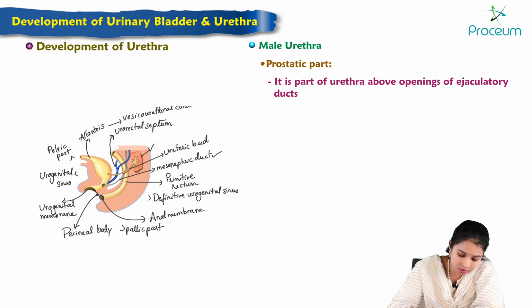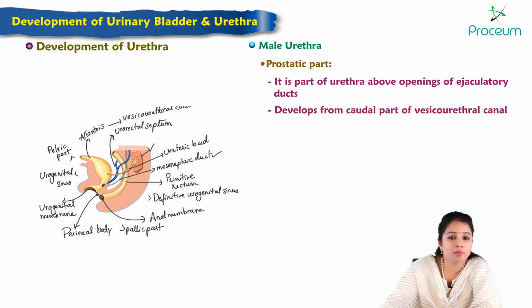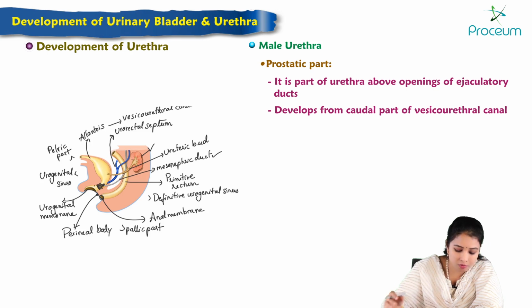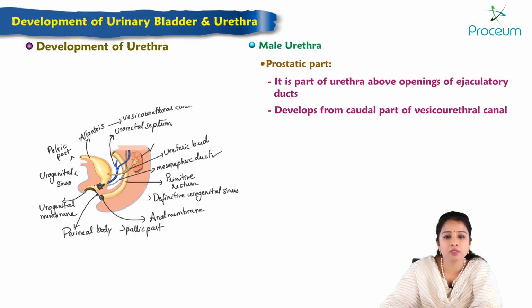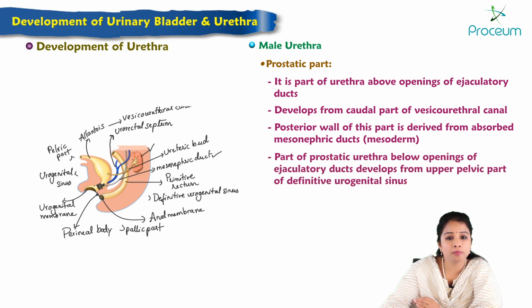So here is the opening of mesonephric duct, which forms the opening of ejaculatory ducts in adults, and it develops from the caudal part of vesico-urethral canal. So below the opening of the mesonephric duct, the caudal part of the vesico-urethral canal will form the prostatic part of urethra. The posterior wall of this prostatic part is derived from the absorbed mesonephric duct.